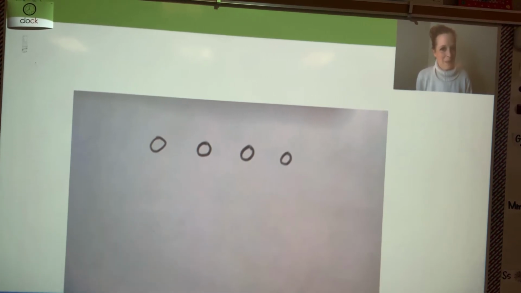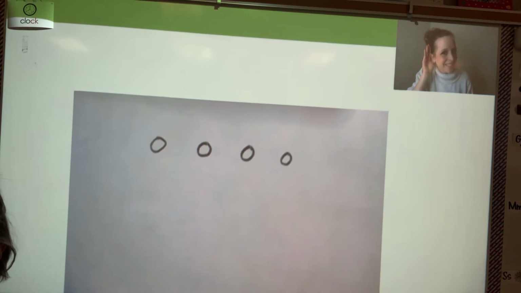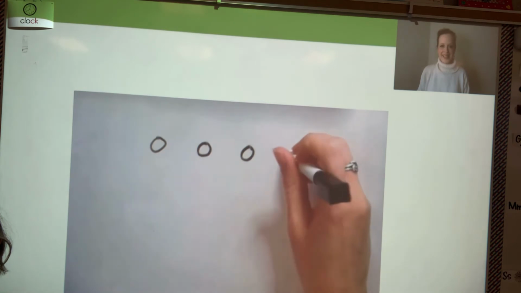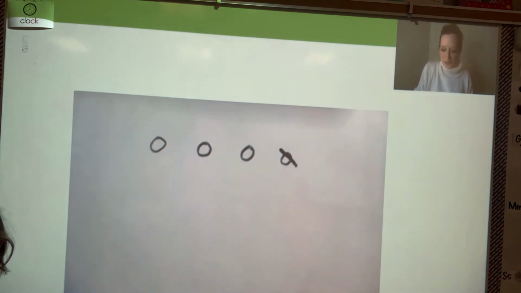Let's see what Miss Emily says. Yes, I heard some friends say that we could cross out the butterflies. Good idea. Let's all cross out the 2 butterflies that left to go to another flower. Take our marker and cross out 1 butterfly, 2 butterflies.